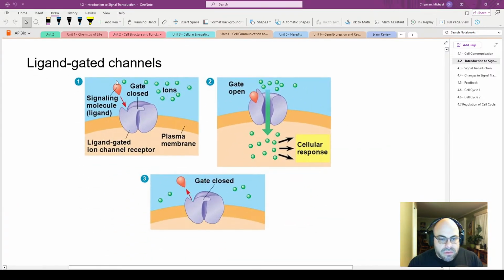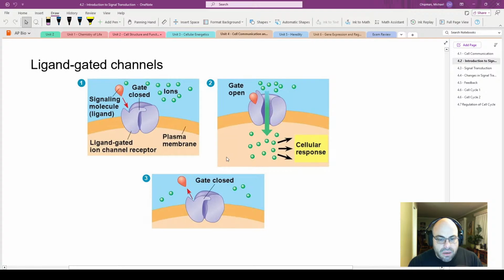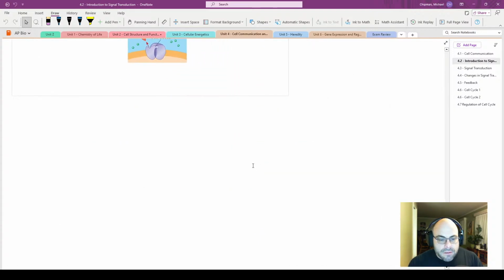Good. Secondary messengers, ligand-gated channels. This is very simple, right? You got your ligand opens the gate, so all the green dots can go in. Good.